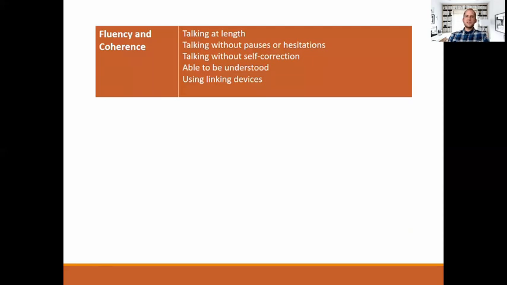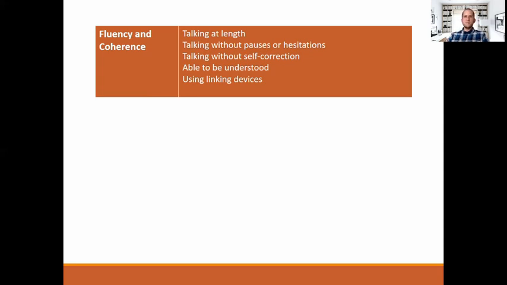Now, let's have a look firstly at fluency and coherence. There's certain things that the examiner is looking for here. He's looking at talking at length, so being able to give long answers, not just simple, short yes and no answers. For fluency, you need to show that you actually can give a substantial answer to a question.